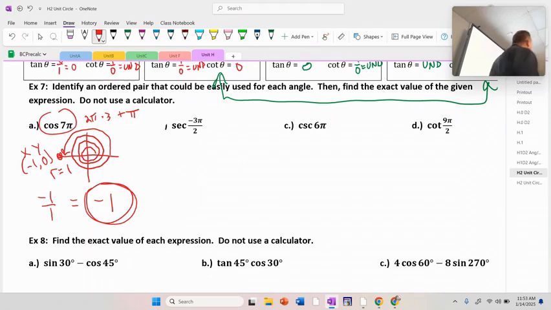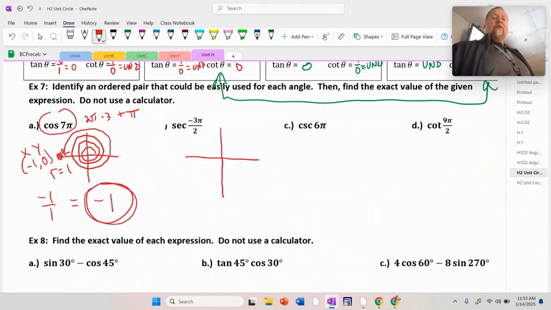Okay, what time is it now? Good. Where does -3 pi over 2 land? Up, down, right, or left? It is actually up. -3 pi over 2 is -pi over 2, -2 pi over 2, -3 pi over 2.